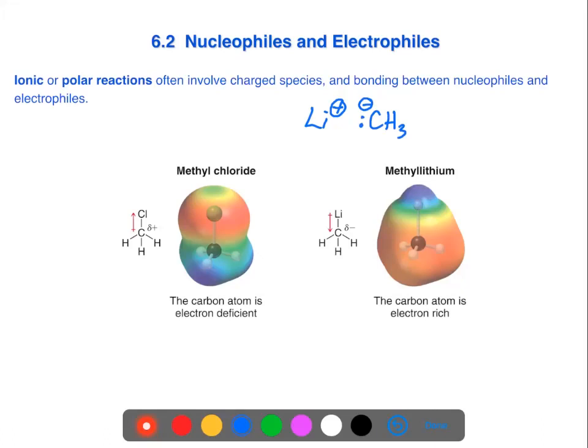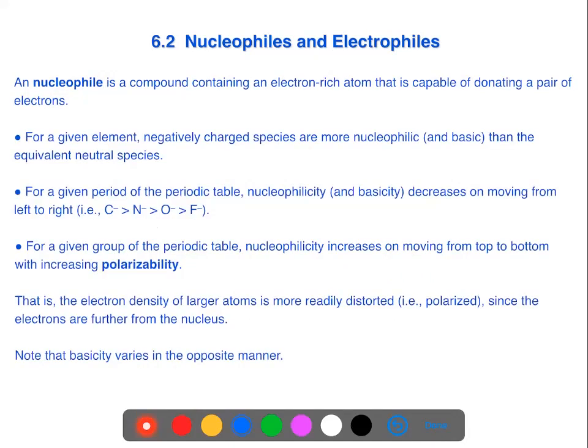And again, when you're trying to understand which is which, you're looking for these particular aspects. You're looking for regions of low electron density and regions of high electron density. In these examples, this would be a potential electrophile, where this would be a potential nucleophile. So a nucleophile is a compound that contains an electron-rich atom that's capable of donating a pair of electrons. Let's go over a few features of a general nucleophile.